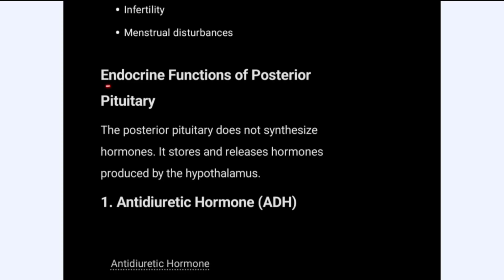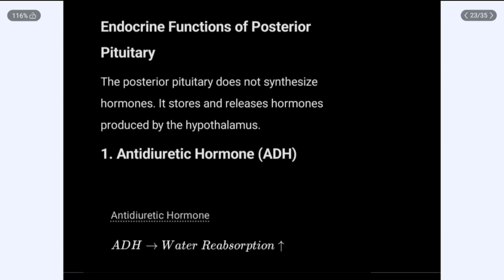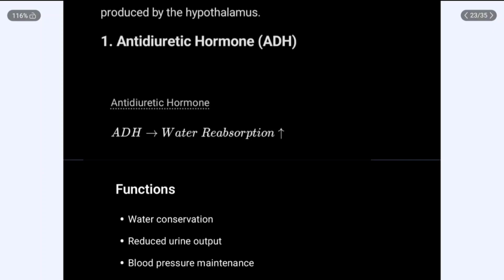Now let's see the endocrine functions of the posterior pituitary. The posterior pituitary does not synthesize hormones. It stores and releases hormones produced by the hypothalamus. What are the hormones? Number 1 is antidiuretic hormone, which is ADH.